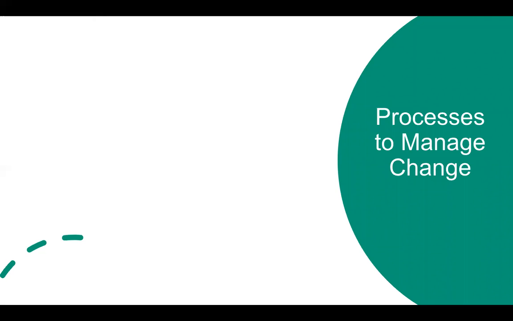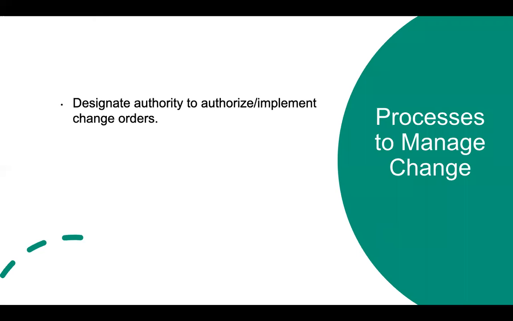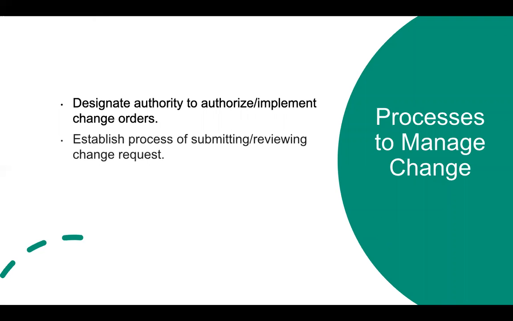Processes to manage change. Here are some processes that can be outlined in the scope of work document as ways to manage changes for a project. Designating an authority to authorize and implement change orders. This would probably be you as a board member of the client organization. Establishing a process of submitting and reviewing change requests as they come in from the project team or external contractors.